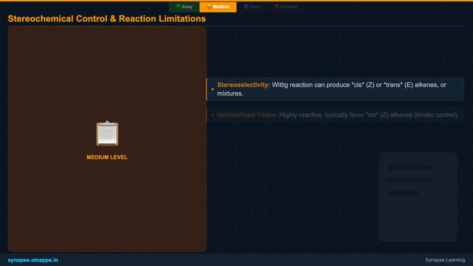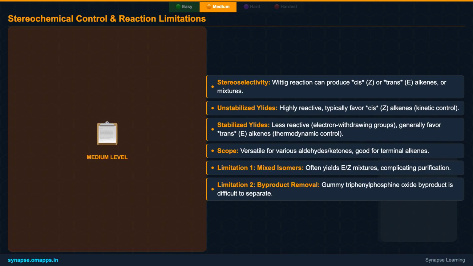A key aspect of the Wittig reaction is its stereoselectivity, meaning whether it produces cis, Z, or trans, E, alkenes. This depends largely on the type of ylide used. Unstabilized ylides, which are highly reactive and lack electron withdrawing groups on their carbon, typically favor the formation of cis or Z alkenes. These reactions are often kinetically controlled.